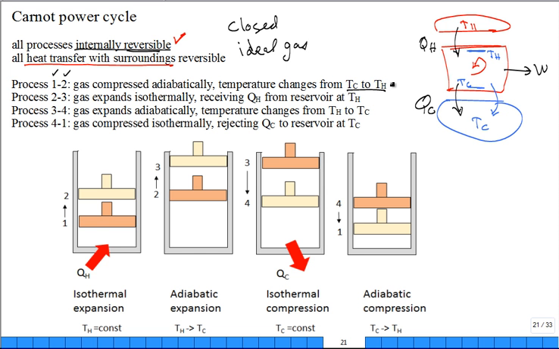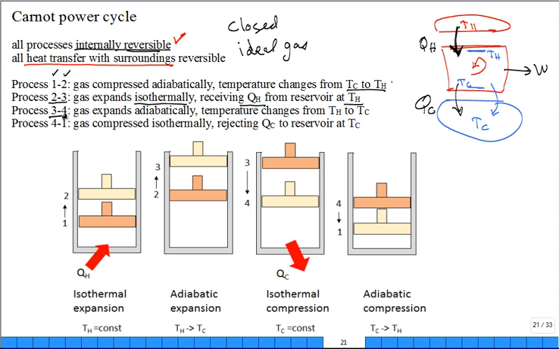When it's now at TH, from state 2 to state 3, it expands isothermally. Isothermal, it's always at TH from 2 to 3. And it's expanding. As an ideal gas expands, heat is going to flow into it. That's how they get the QH, all at TH, isothermal expansion. I didn't say it was easy, I said it's theoretical. So you're receiving a large QH from the reservoir at TH.